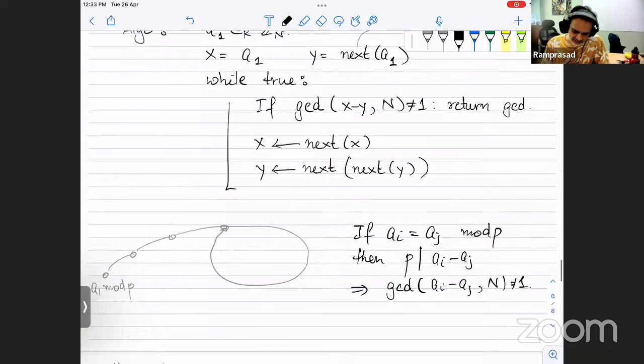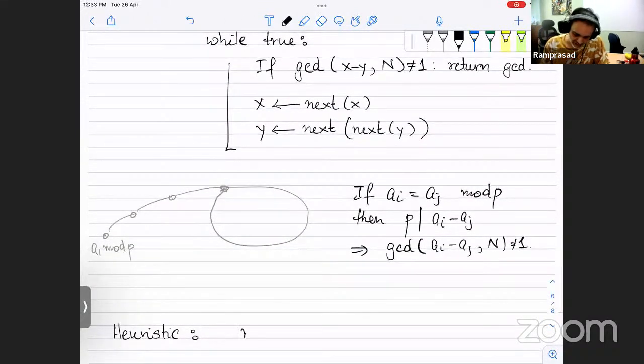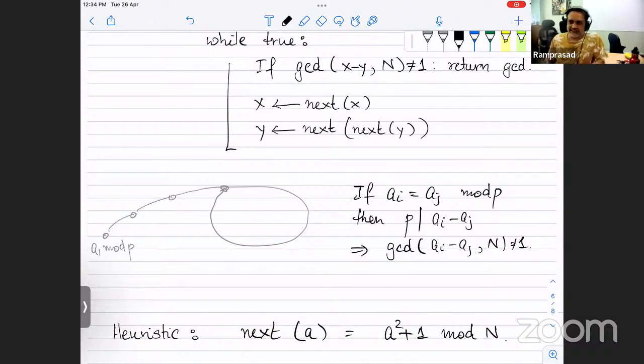The heuristic that is used is that this next function, the next of any A, is just defined to be A squared plus 1 mod N. It's just some function. I give you a number, I need to tell you what is the next number to go to. The one that is used in practice is just A squared plus 1 mod N. There is no reason to think that it is a good next function to use, but it seems random. It seems like as if you end up going to something that seems random. There's no good reason for it.